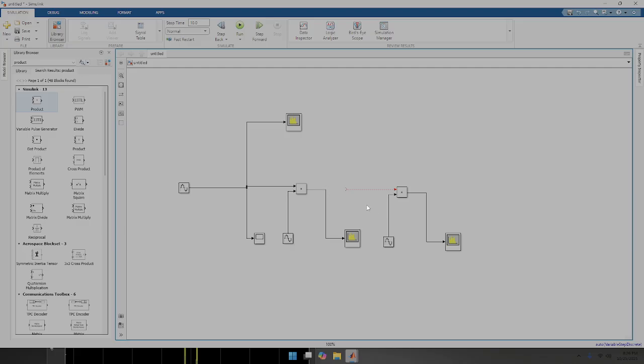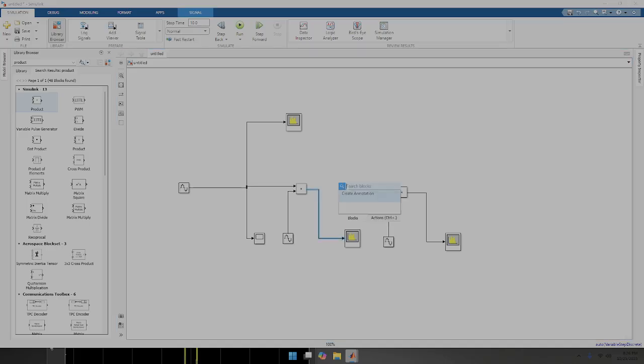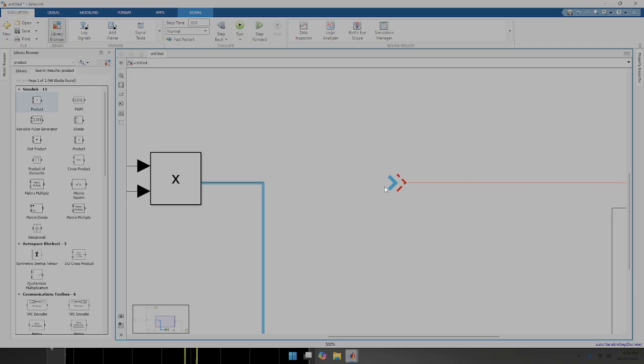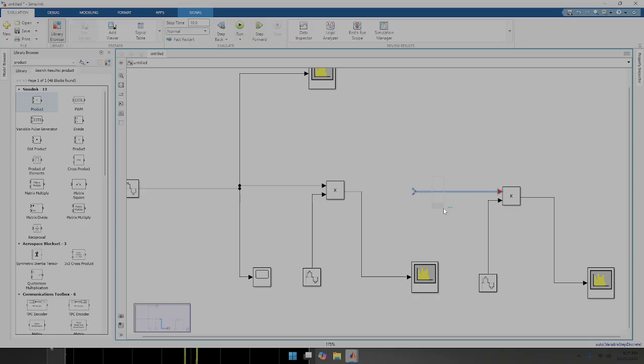Why isn't this working? Oh my god, wait. How do I connect this? So I'll delete this. Let me just start like this. There you go, done.